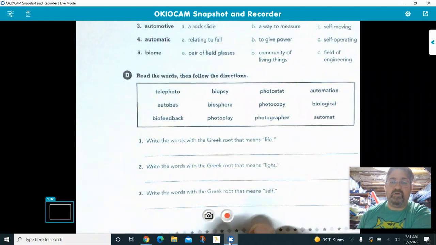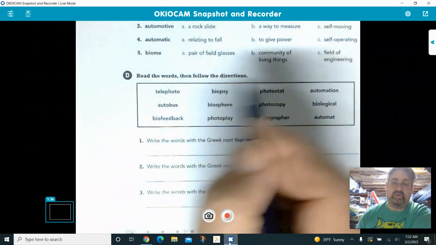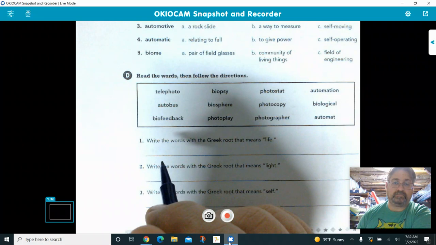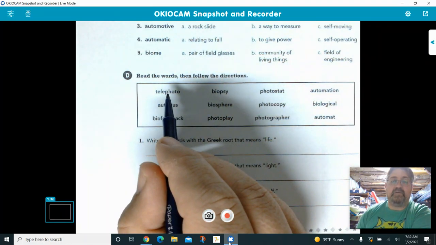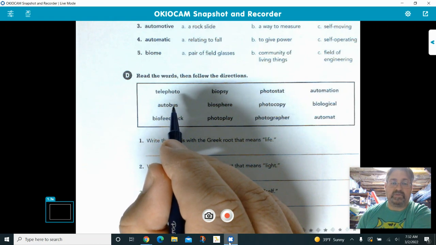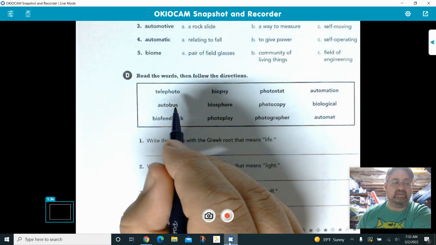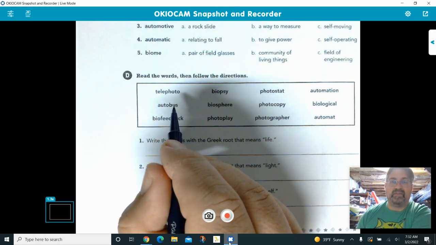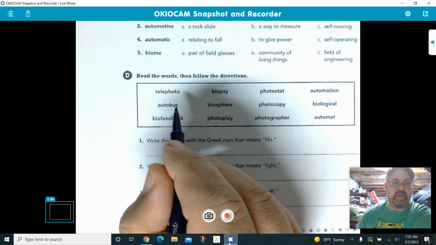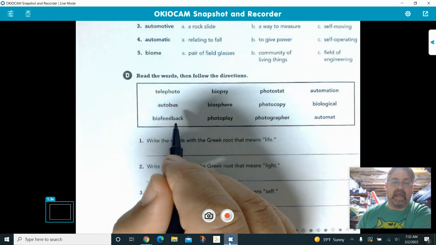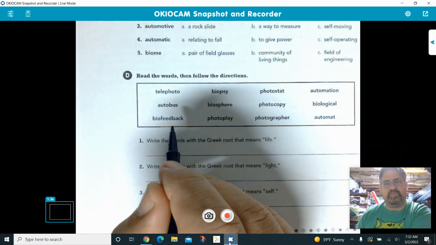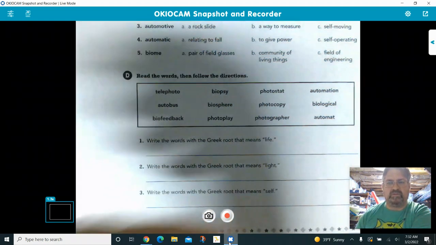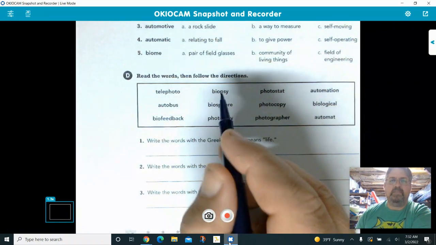All right, now we've got a set of words here. In fact, we have several words here. We have 12 words in this box. Read the words and then follow the directions. Telephoto, autobus. That's how they say to get on the car, get in the bus and leave in Spanish. Biofeedback. That's like your results from a heart monitor and stuff. Your biofeedback tells you all about how your body systems are working.